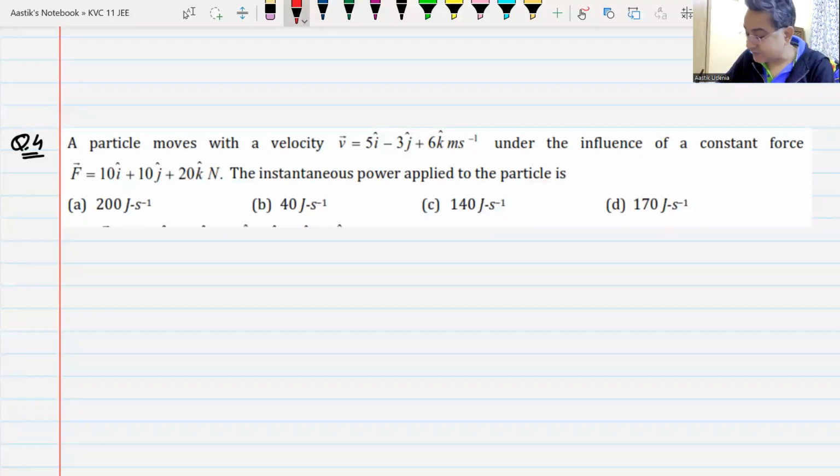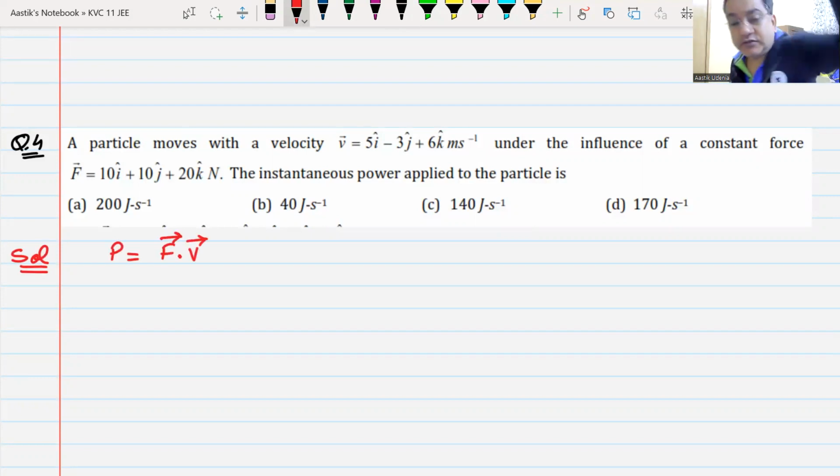Option C is absolutely correct. Well done. To find out the instantaneous power, you don't need to do anything. You just need to take the dot product of force with velocity. As soon as you do it, you are done. So just take the dot product.